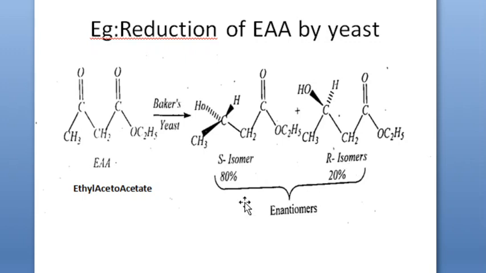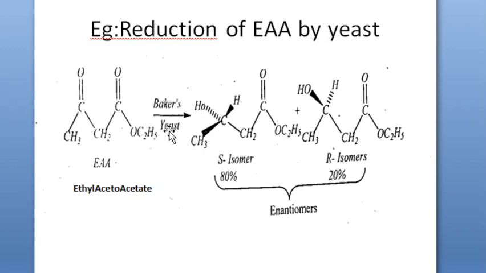Therefore, as your products are enantiomers and one of the isomers is majorly produced, you can classify this reaction of ethyl acetoacetate reduction as an enantioselective reaction. And this is an enzymatic catalysis.